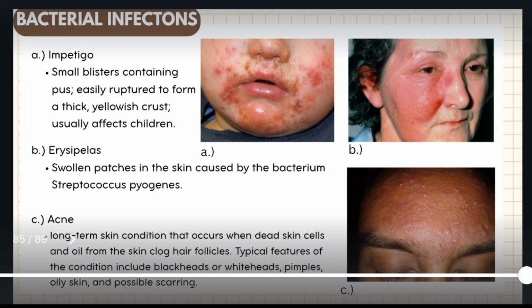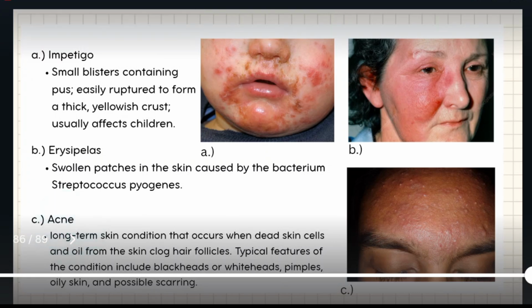It is a long-term condition where oil and dead skin block hair follicles, causing pimples, blackheads, or scars. So, people get it through hormonal changes, especially during puberty for teenagers, overproduction of sebum or skin oil, bacteria on the skin, or sometimes poor diet, stress, or genetics.